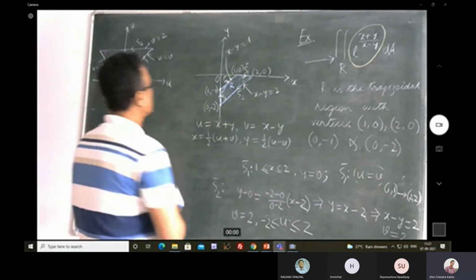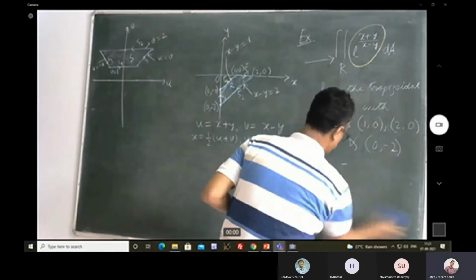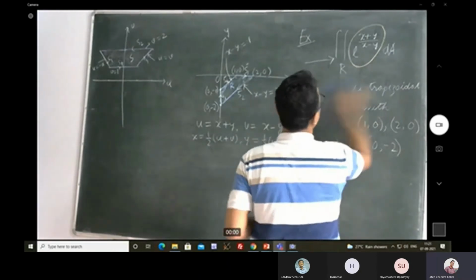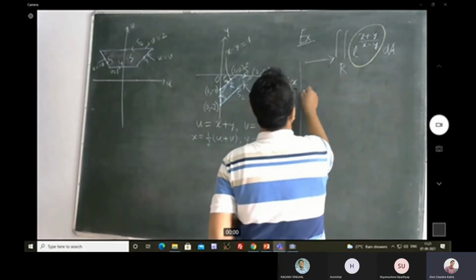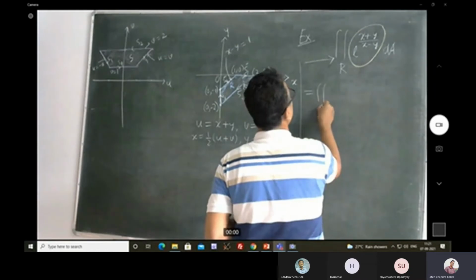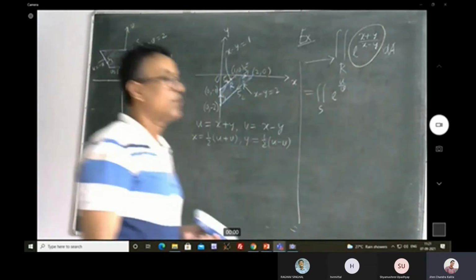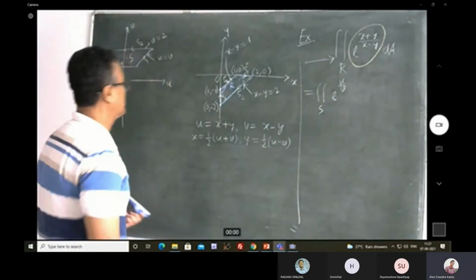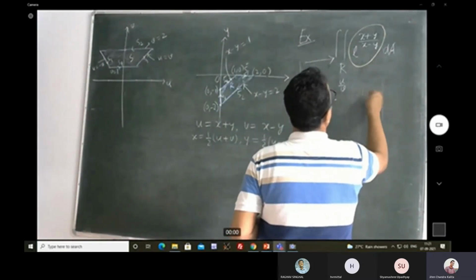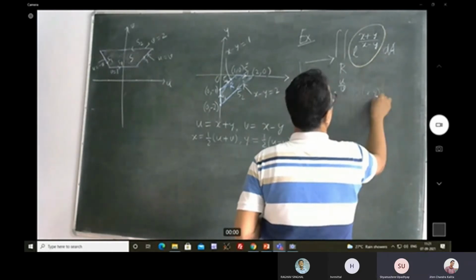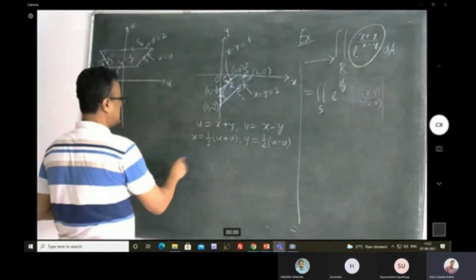Okay. Fine. So now if you want to perform the integration, this is going to be now simply over S. Now this is e to the power u by v, right? And then what you have to do here, this is going to be replaced by the mod of the Jacobian of x, y with respect to u, v.